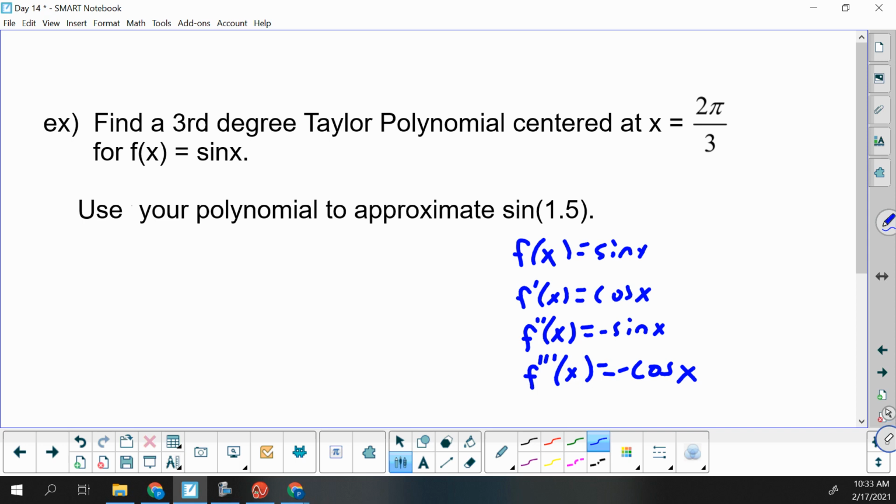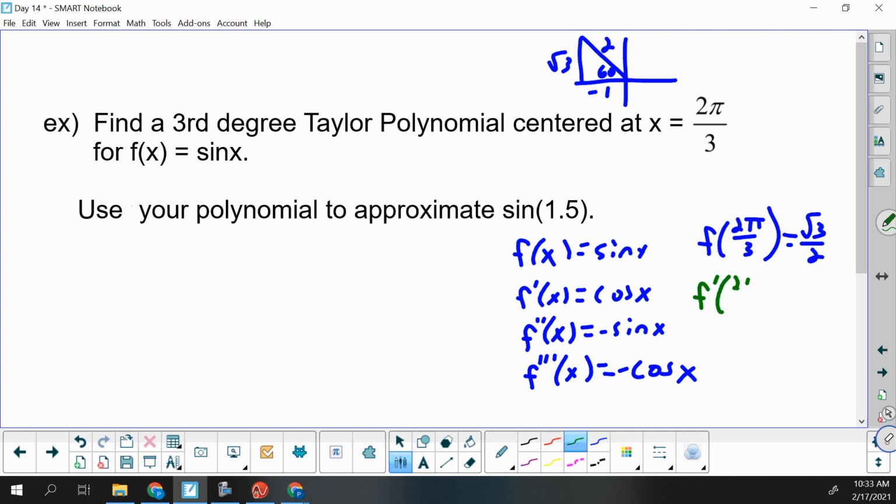Well, 2 pi over 3 is 120 degrees. So we need to think second quadrant, 60-degree reference angle. Opposite would be square root of 3, adjacent would be negative 1, and hypotenuse would be 2. So f of 2 pi over 3, we're looking for the sine, that would be square root of 3 over 2.